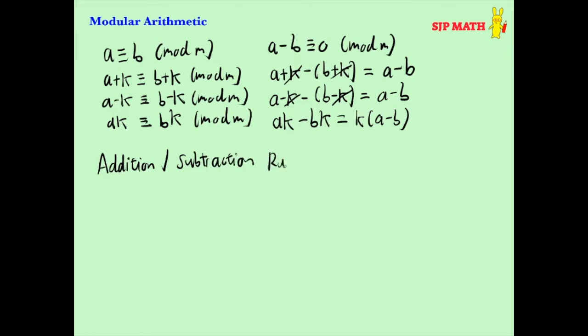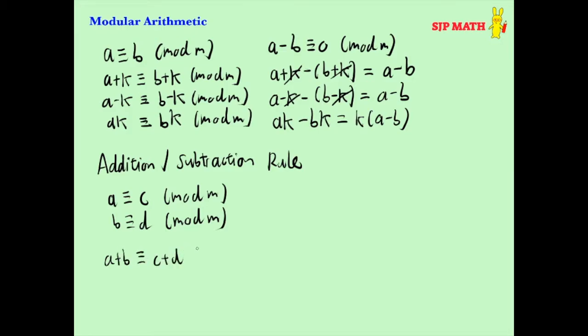The addition and subtraction rule. So it's fairly easy. We have that a is congruent to c mod m, and b is congruent to d mod m. Then we get that a plus b is congruent to c plus d modulo m, and a minus b is congruent to c minus d modulo m. This is the addition rule because you add, and this is the subtraction rule because you subtract.